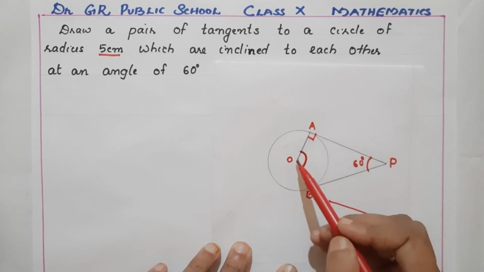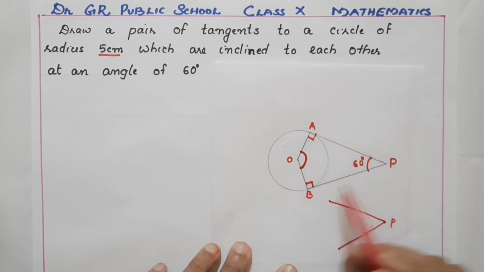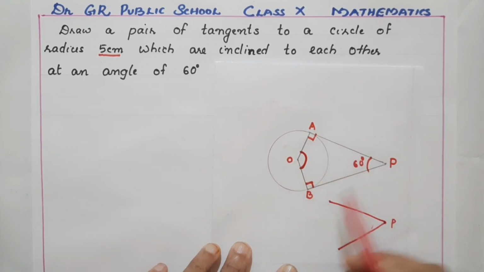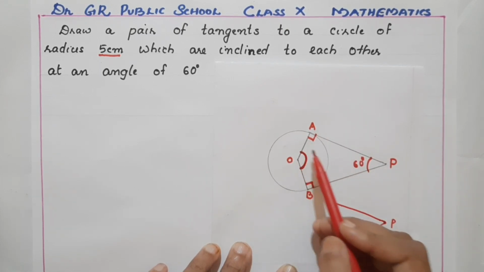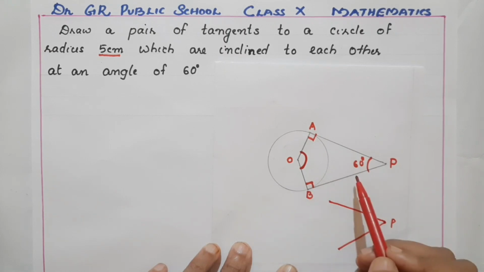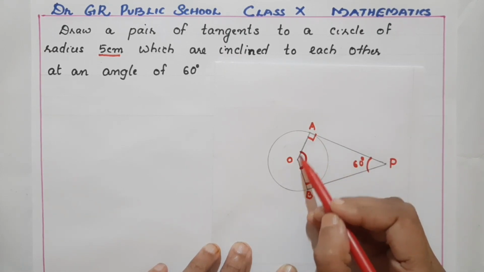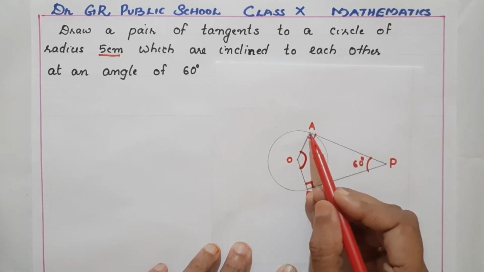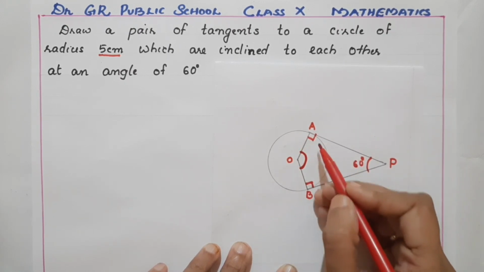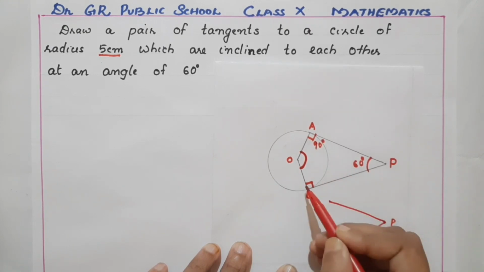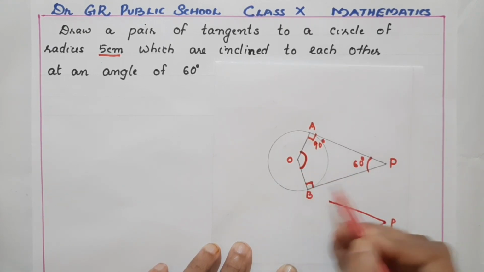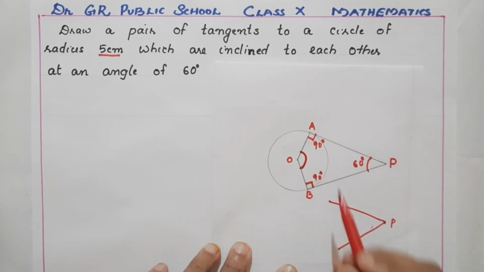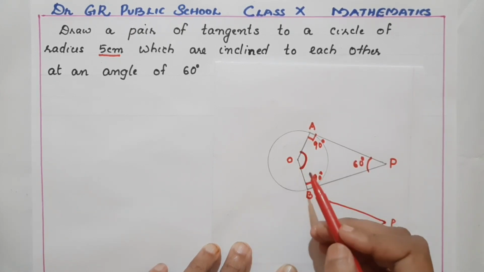See, OAPB is a quadrilateral, isn't it? OAPB is a quadrilateral. You know all the three angles. Here radius and tangents are perpendicular. So here it is 90 degree. And here also OB is the radius, PB is a tangent. So here also 90 degree. Now how will you get this fourth angle?